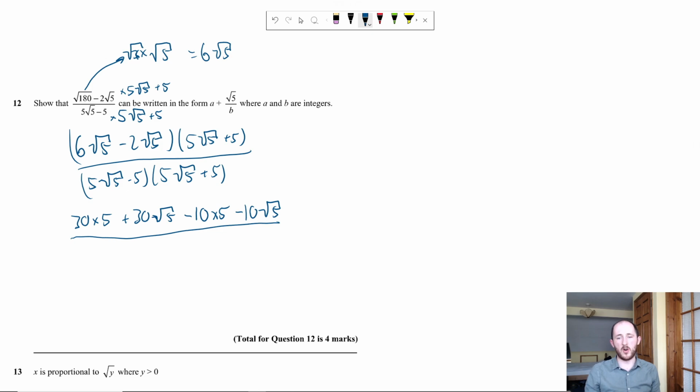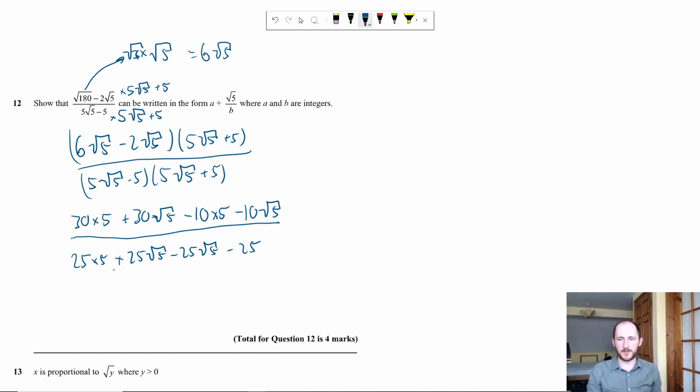On the bottom you can be a bit cheeky. You know that the cross terms are going to cancel out, hopefully from the beginning of this video. So we just need to times this by this and this by this. So 5 root 5 times 5 root 5, that's going to be 25 times 5. And then that'd be plus 25 root 5 minus 25 root 5 minus 25.